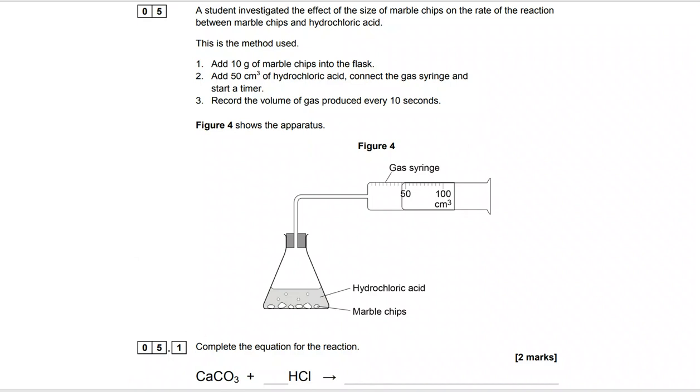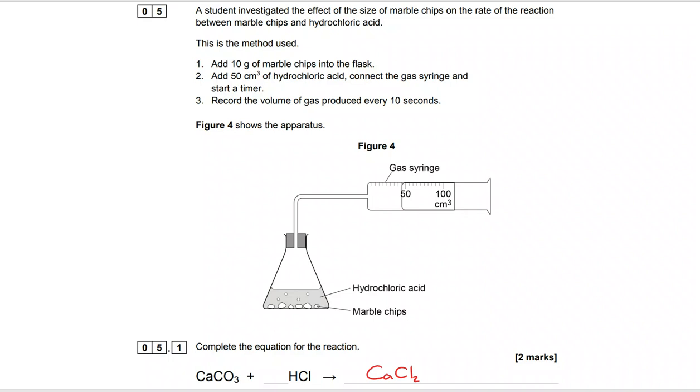We need to know what products are going to be made, and a metal carbonate and an acid will always make a salt. Now, for the salt, we get the metal from the metal carbonate, that's calcium. Hydrochloric acid will always make a chloride. Beyond that, you've then got to remember that calcium is in group 2, its ions have a charge of +2, and chlorine is in group 7, its ions have a charge of -1. So I need 2 chlorides to balance the 1 calcium, so CaCl2.